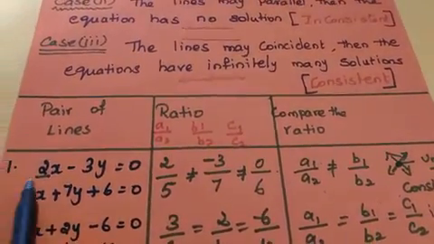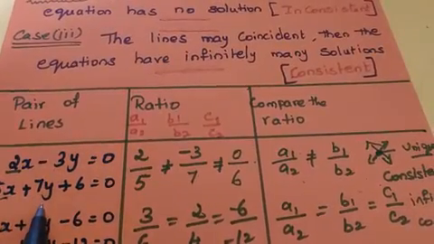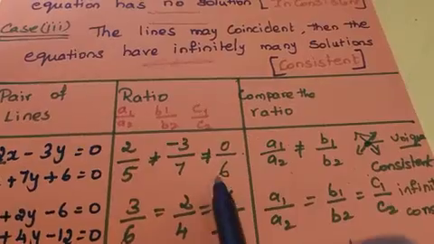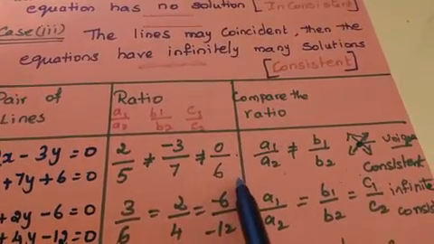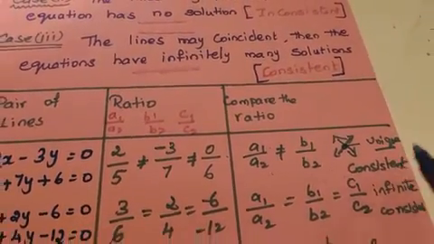So how will we find the ratio? a1 by a2, that is 2 by 5, and minus 3 by 7, and here the constant is not there, so we take 0 by 6, right? Now see, the ratio is not equal. All the ratios are different, so they are not equal. So we are getting the unique solution.